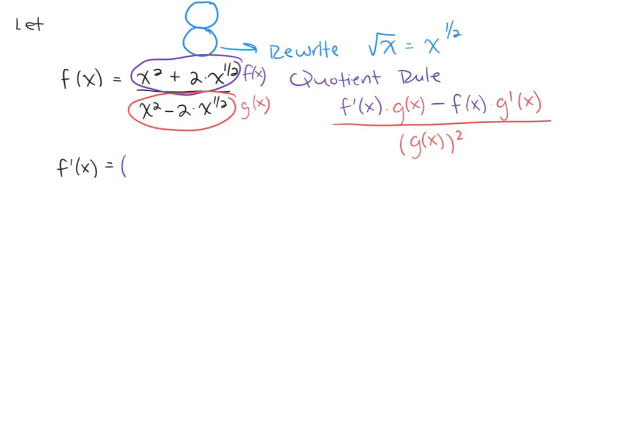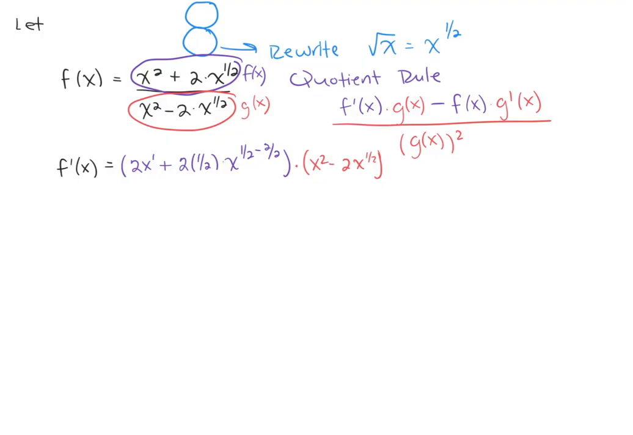So the derivative of x squared is 2x to the first power, plus the derivative of 2x to the 1/2 is 2 times 1/2 times x to the 1/2 minus 1. So that's the same thing as minus 2 over 2. And then I'm going to multiply that times the denominator. So that's just x squared minus 2 times x to the 1/2 power.